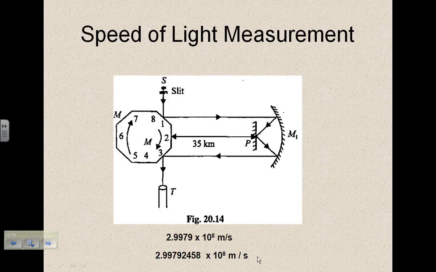Now, one way he measured the speed of light is that he took an octagonal mirror that was rotating, and he had a beam of light come through, hit a concave mirror, and that light hit the rotating mirror, and he was able to detect it at point T. Since he knew the distance, 35 kilometers, between the rotating mirror and the plane mirror, and he knew the rate of rotation, he was able to calculate the speed of light.